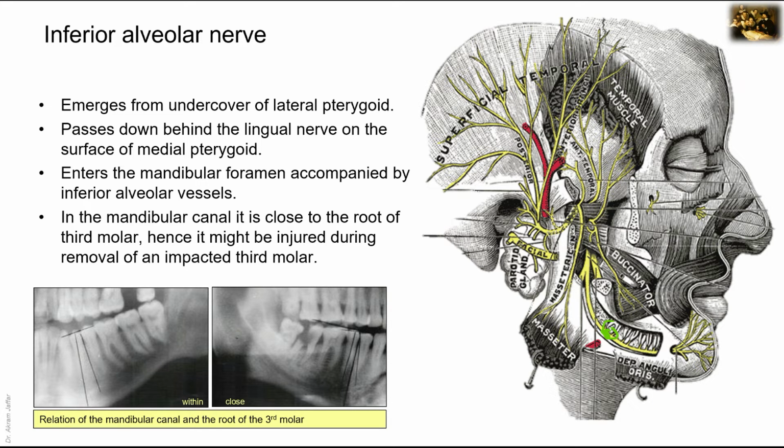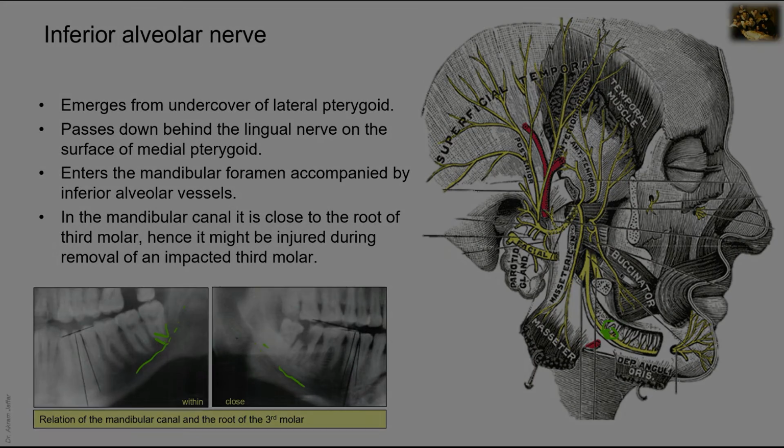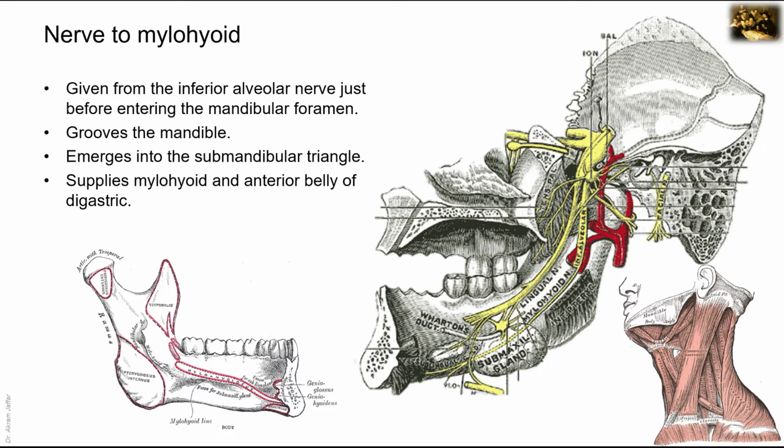You can see here in this X-ray, the roots of the third molar are very close to the mandibular canal. Look at the mandibular canal. It's a little bit radiolucent, and here the roots of the third molar are in fact within the mandibular canal. Before it enters the mandibular foramen, it gives this small branch, the nerve to mylohyoid, because it supplies the mylohyoid, but not only the mylohyoid, but also the anterior belly of digastric.